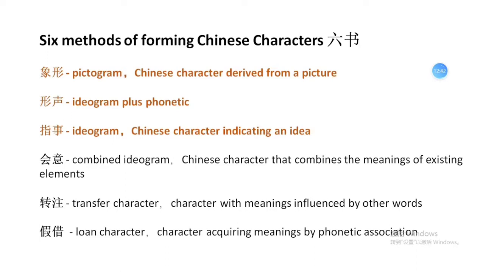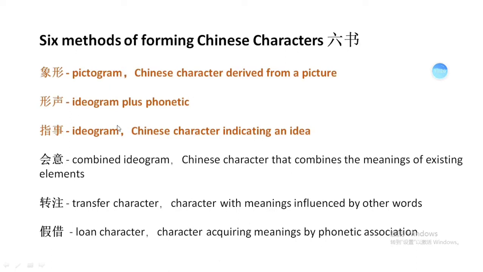So there are in total 6 methods of forming Chinese characters. The first one is pictogram. So it's the Chinese character derived from a picture. The second one is ideogram plus phonetic. Okay. So the third one is ideogram, which means the Chinese character indicating an idea. The fourth one is combined ideogram. And the fifth one, transfer character, which means the character with meanings influenced by other words. And the last one is loan character, which means character acquiring meanings by phonetic association.